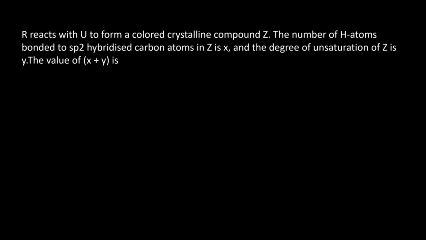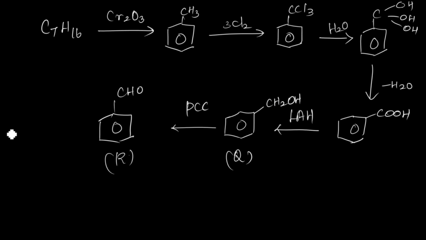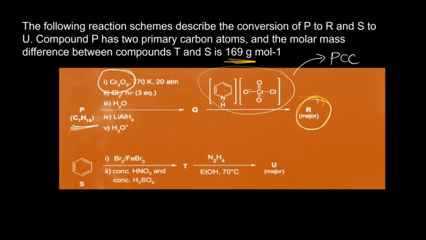Okay, then the next question is talking about R reacting with U to form colored crystalline compound Z. The number of hydrogen atoms bonded to sp2 hybridized carbon in Z is X. The degree of unsaturation of Z is Y. The value of X plus Y. So first of all, R reacts with U. So what is U over here? U comes from the second reaction.